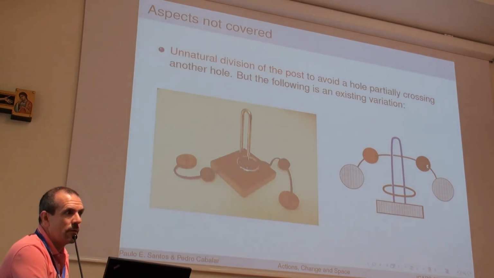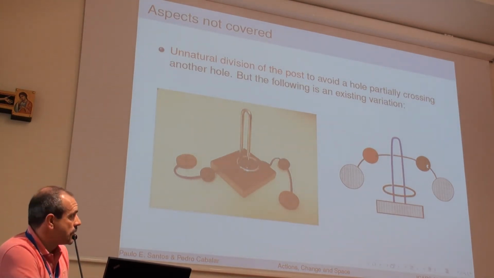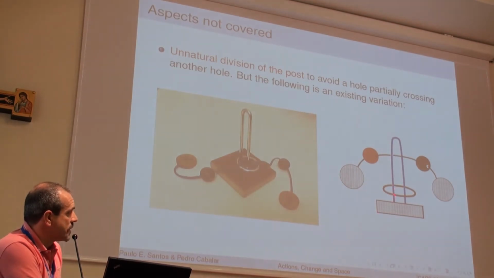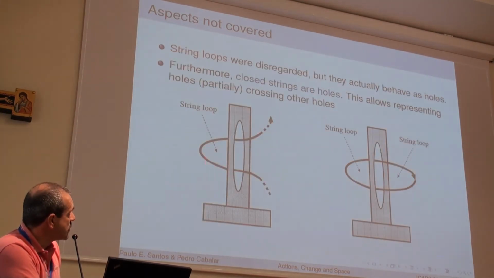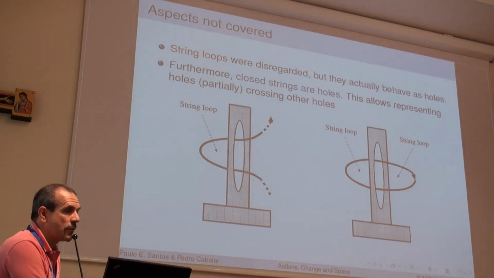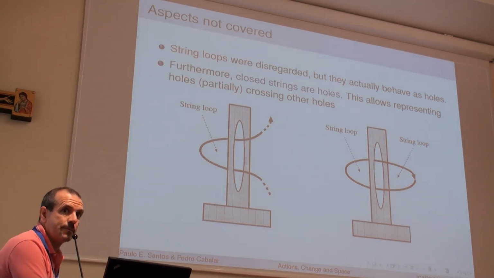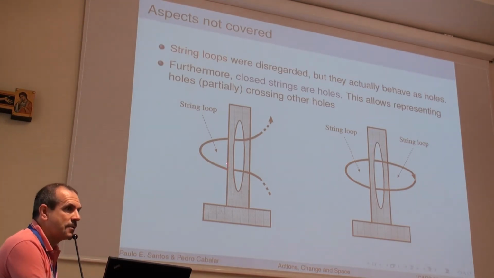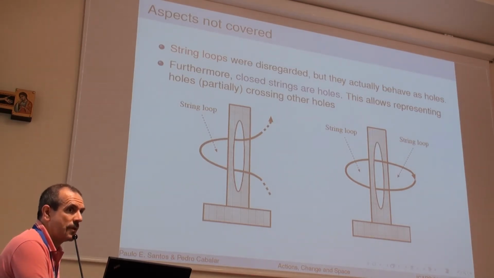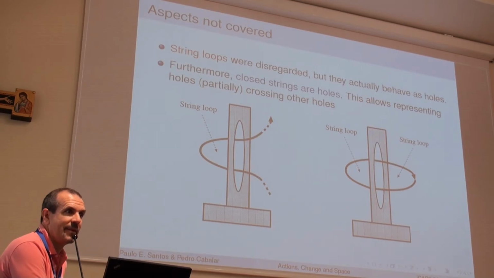Right now, we are considering other things that were not contemplated here. So, for instance, we were not able to represent the situation where a hole is partially crossing another hole, or the situation where you create a string loop. And this is essential for other families of puzzles like the one you have right now. Because a string loop behaves as a hole. So you can pass through things there, and you can get equivalent puzzles where you do things with the string loops. Moreover, if you close a string, you generate a ring. And that is also a hole.